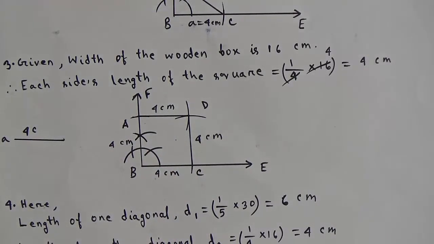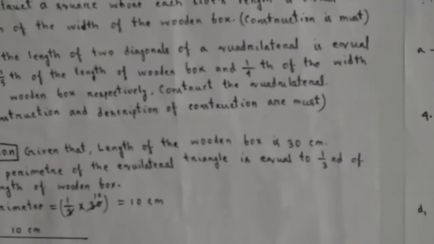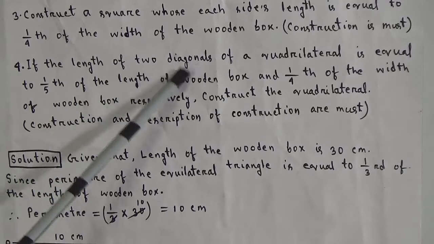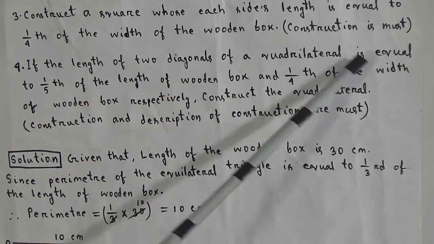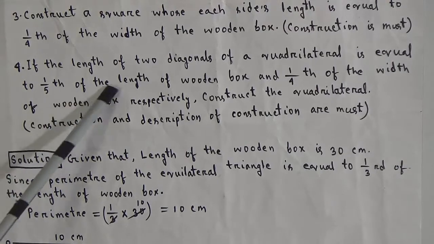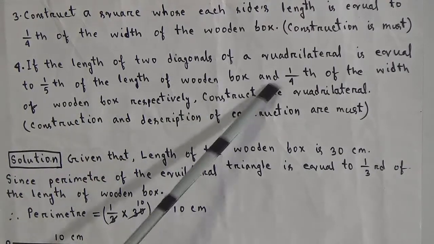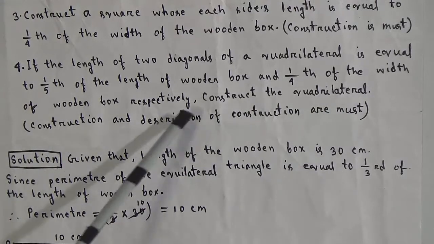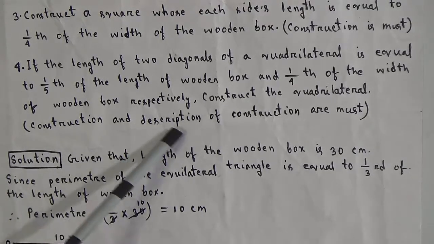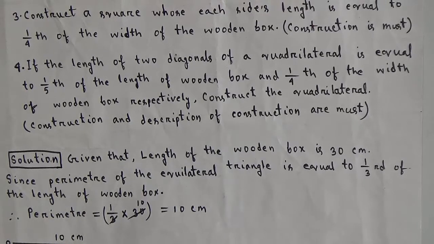Okay, dear students, we have finished 3 numbers. Now we will solve 4 numbers. Here the question is, if the lengths of two diagonals of a quadrilateral are equal to 1/5 of the length of a wooden box and 1/4 of the width of the wooden box respectively, construct the quadrilateral. Construction and description of construction are must.